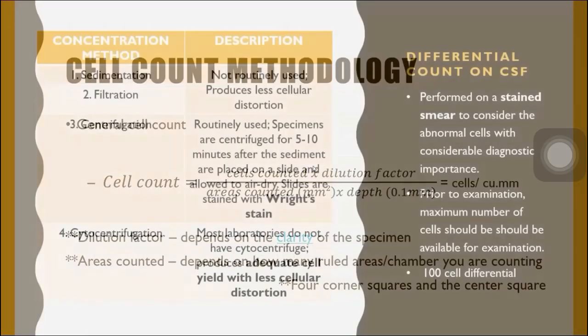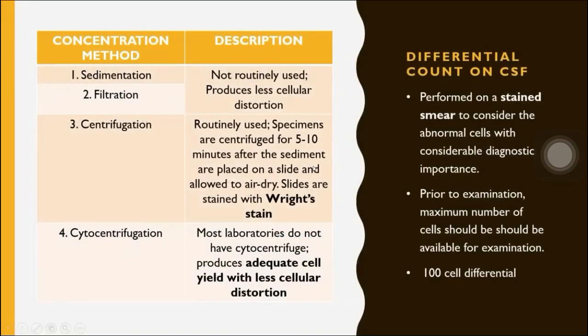Next, after total cell counting, now move on to the differential count on CSF. So it is performed on a stained smear to consider the abnormal cells with considerable diagnostic importance. So prior to examination, there should be a maximum number of cells available. So lagi naman natin yan ginagawa before differential counting. So there must be a concentration method used to obtain the maximum number of cells. So usually, ang ginagamit naman natin in the laboratory is of course centrifugation.